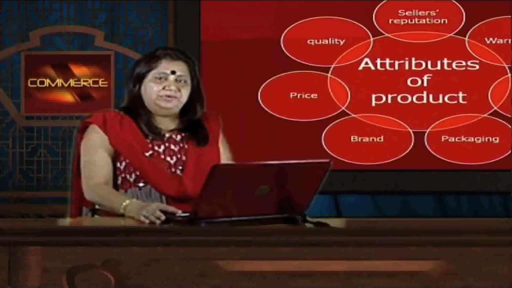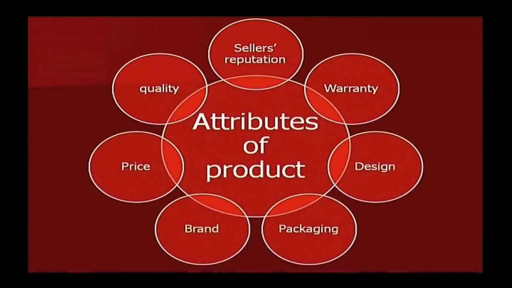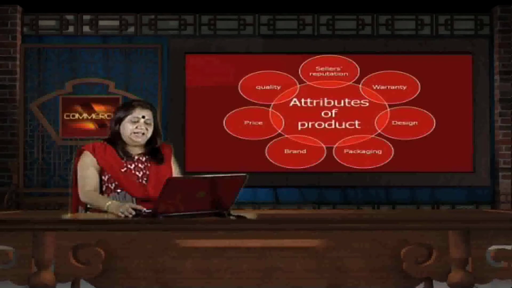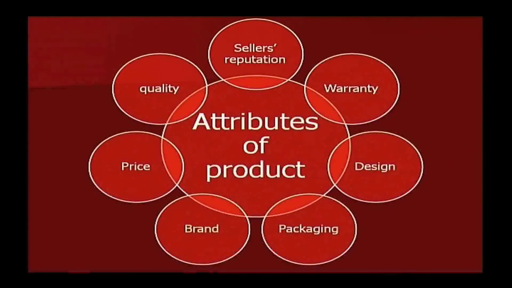Let us see the attributes of the product, how a product can be defined in the market. First, it is beyond attributes and beyond benefits. Products establish the seller's reputation. Products become popular in the market because of the warranty given by the manufacturers to the customers. It is the design which creates a kind of attraction for the customers. It is packaging which gives security and a kind of appeal to the product. Then there is the brand, which is a kind of reputation and a status associated with the product. It is the price and it is the quality.